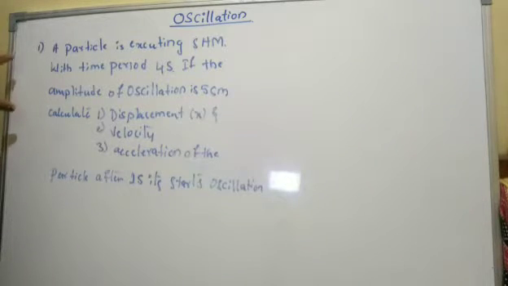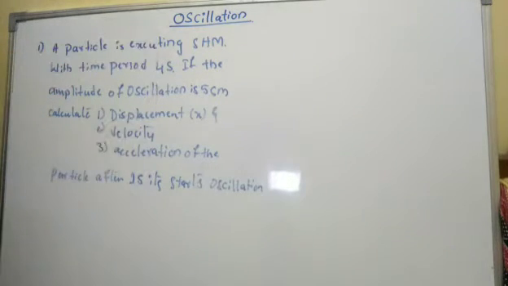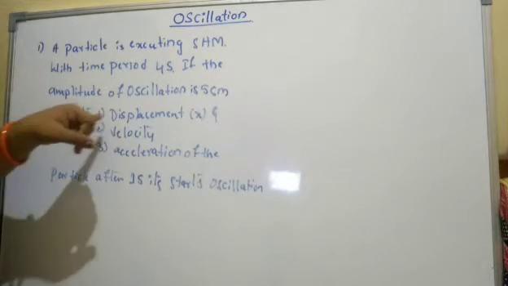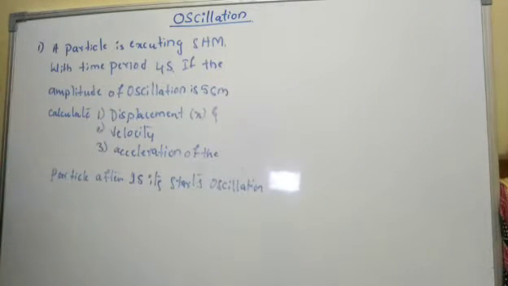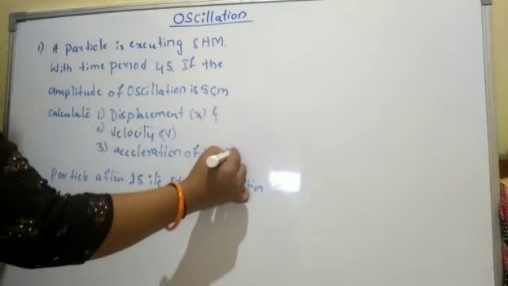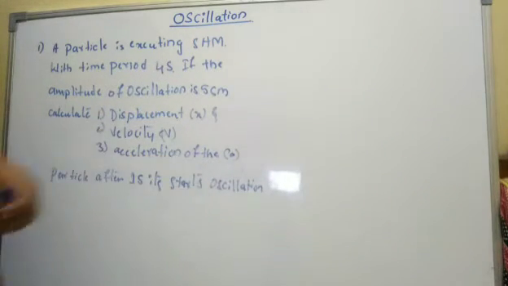One question I have already written here: a particle is executing simple harmonic motion with the time period 4 seconds. If the amplitude of the oscillation is 5 centimeter, then calculate the displacement, velocity and acceleration of the particle after 1 second it starts oscillating.